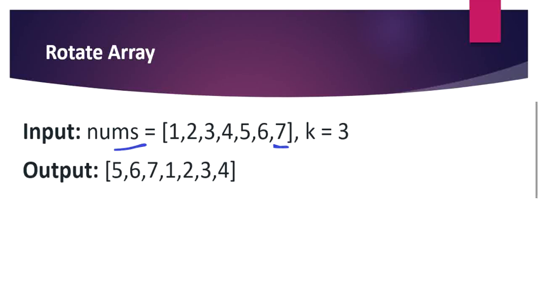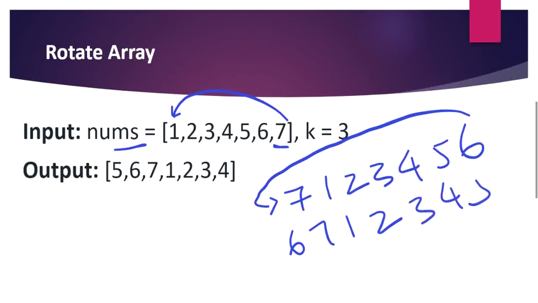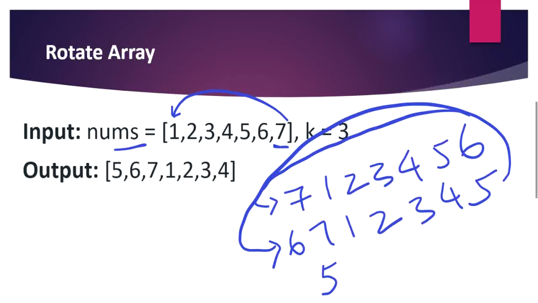So first 7 will be rotated to the front and it becomes 7, 1, 2, 3, 4, 5, 6. And next time 6 will be rotated to the front and it becomes 6, 7, 1, 2, 3, 4, 5. And finally 5 will be rotated and we will get 5, 6, 7, 1, 2, 3, 4.